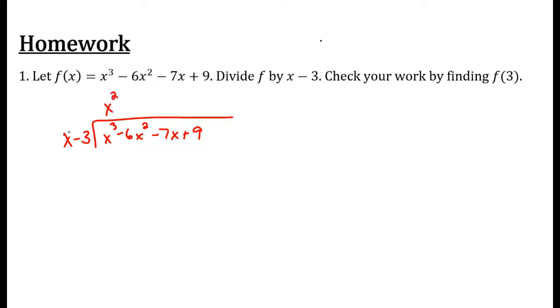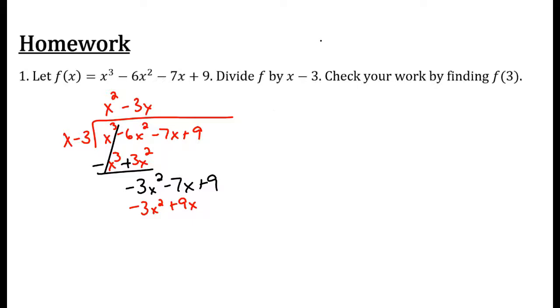So x squared times x is x cubed. X squared times negative 3 is negative 3x squared. We change our signs to subtract. Those add to 0, and I get negative 3x squared minus 7x plus 9. And we start over. Negative 3x times x is negative 3x squared. Negative 3x times negative 3 is positive 9x. Change my signs to subtract. That becomes 0. I'm left with negative 16x plus 9.